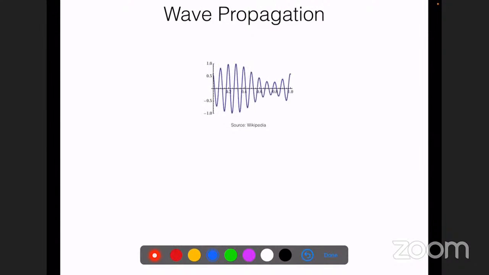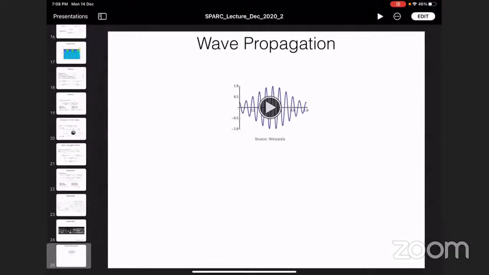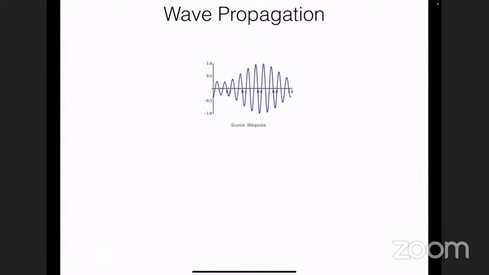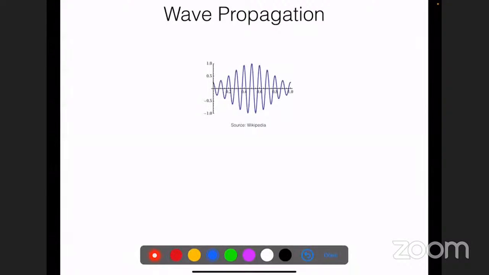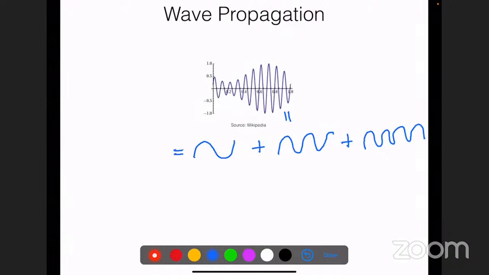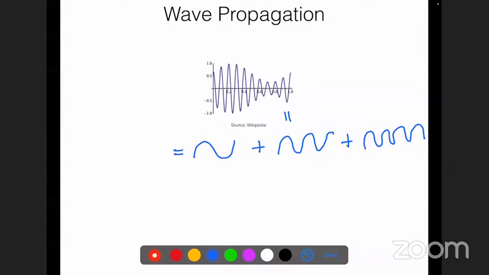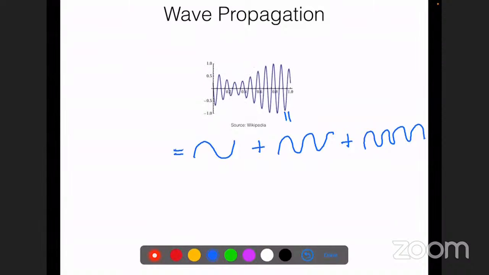Now, what happens if I actually have a wave packet? Obviously, this is a linear problem. So if it's a linear problem, I can say that this can be written as a combination of a bunch of waves, and I use this to create a wave packet.